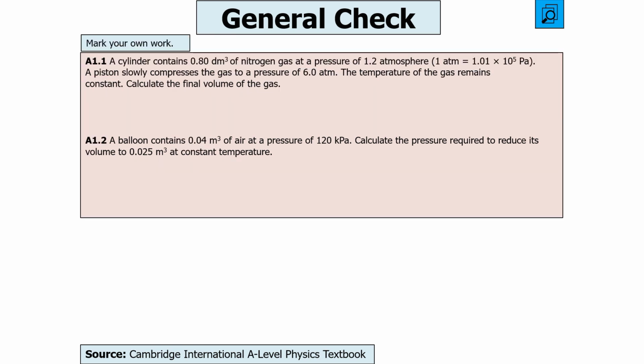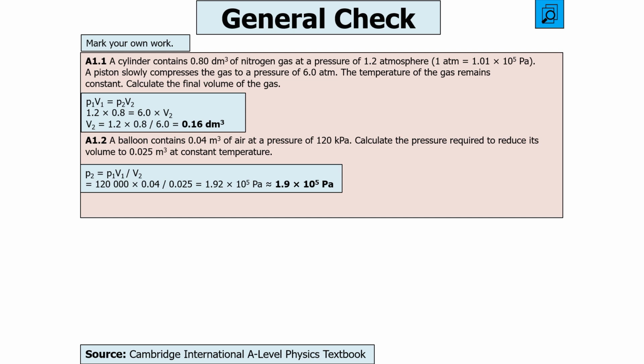Right, here we've got to remember Boyle's law, that P1V1 equals P2V2. You don't need to change units because it's a ratio, so you pop in the values, so you get 0.16 decimeters cubed. Do the same for the next one. We can work it all through. Here we can then change it into pascals just to make it easier and work out our value. So we work it through and we get 1.9 times 10 to the 5 pascals.